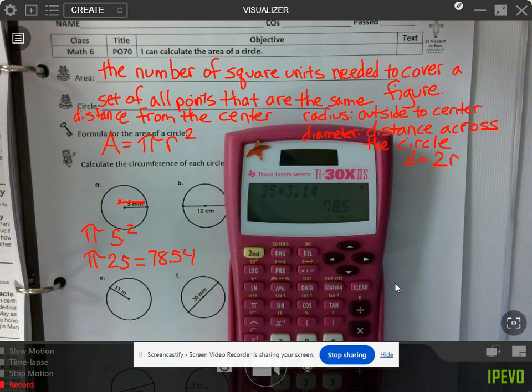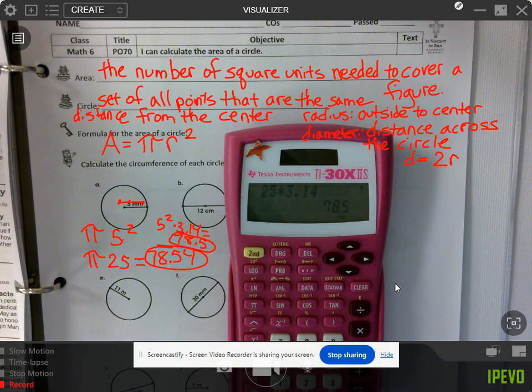3.14. And that gets me 78.5. So if I do 5 squared times 3.14, that's when I get the 78.5. So I will have both the numbers written down. I will only accept one of those numbers. If you round incorrectly, it will be wrong. So if you're multiplying by 3.14, you would get 78.5 as your answer. If you do it with the pi button, you get 78.54.